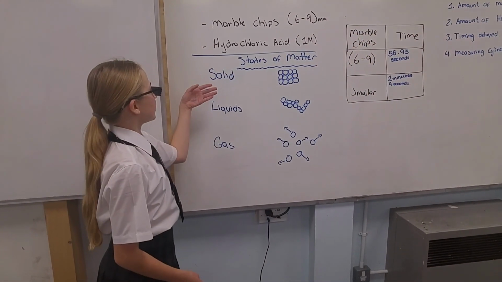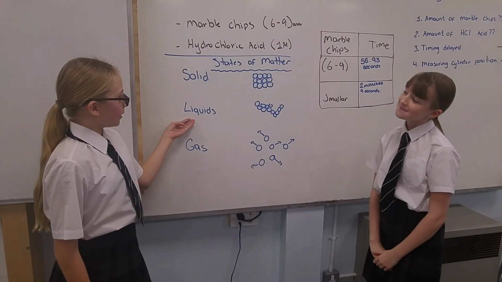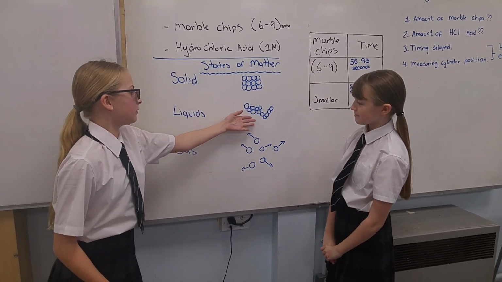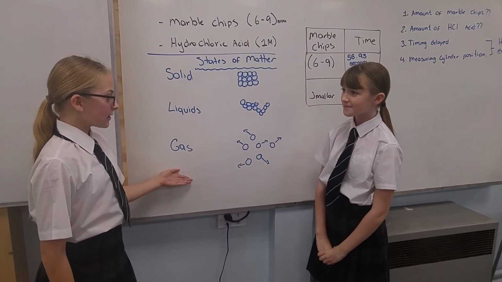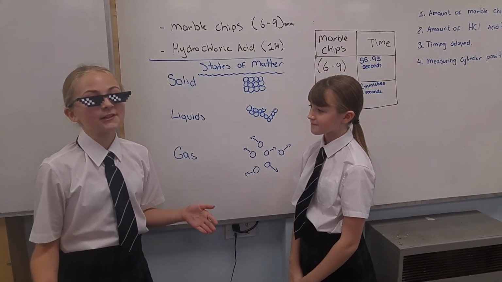This happens because in a solid, particles are really rigid and in a fixed shape. But in a liquid, they're slightly more flexible and aren't in a fixed shape, as you can see in the diagram here. But in a gas, they're all very flexible and are moving away from each other a lot.